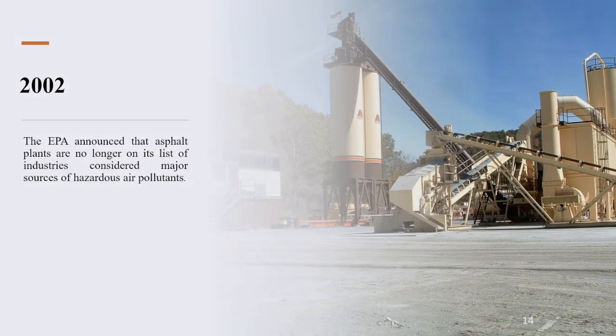Then in 2002, the EPA, Environmental Protection Agency, announced that asphalt plants are not among the industries considered a major source of hazardous material. The EPA in the US has the authority to give penalties, to impose taxes, to do whatever they want, of course, after consultation with specific political parties. But the EPA right now is making a major push against cement manufacturing.